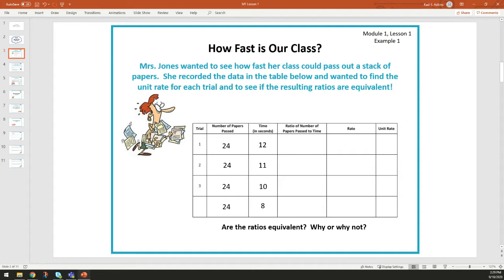Our first one in your workbook, it says that you're going to pass out work papers and then time yourself, but you guys aren't in class. So what we did was we modified this example for you, and we made it to where it's Mrs. Jones that has already passed out papers in her classroom. So Mrs. Jones wanted to see how fast her class could pass out a stack of papers. She recorded the data in the table below and wanted to find the unit rate for each trial and to see if the resulting ratios are equivalent.